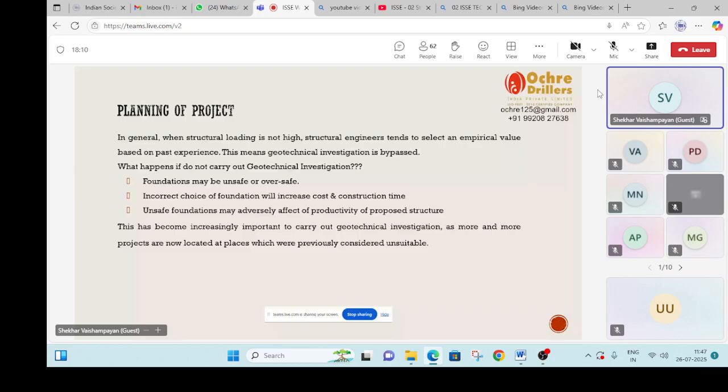during the construction time itself, then you'll find that construction time will also increase. So, incorrect choice of foundation will increase the cost and will also prolong the construction time.